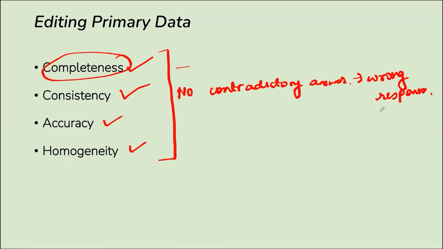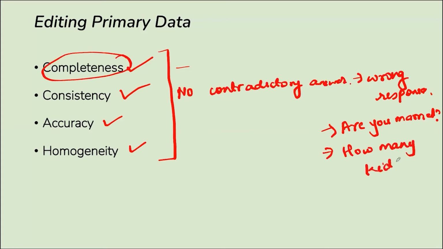For example, if there are two questions: are you married? And the second question is, how many kids do you have? Suppose in "are you married" he puts no, and in "how many kids" he puts some number like 1 or 2, then these two are contradictory answers. Such contradictory answers mean there's some inconsistency in these questions, and they should be sorted out with the respondent. Okay, so this is about consistency.